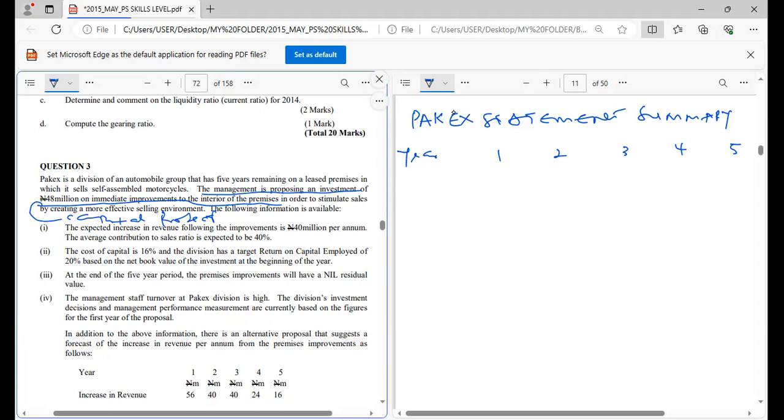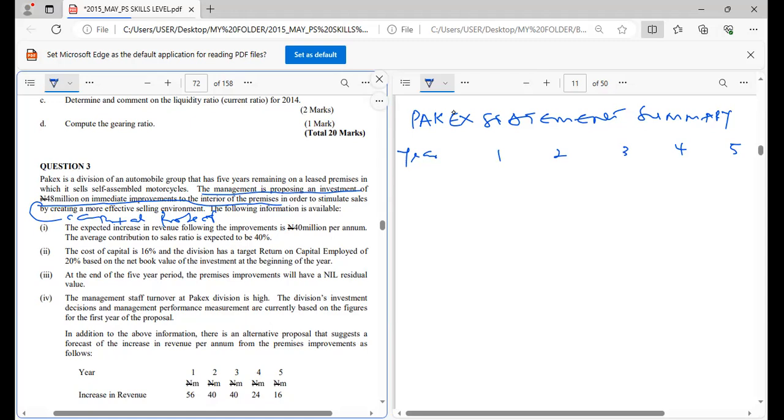So, based on information 1, the expected increase in revenue following the improvement is 40 million per annum. That is, after they've done the improvement, they are expected to get 40 million per annum as sales revenue. So the average contribution to sales ratio is expected to be 40%. And this average contribution to sales ratio is what we can use to derive our net cash flow.